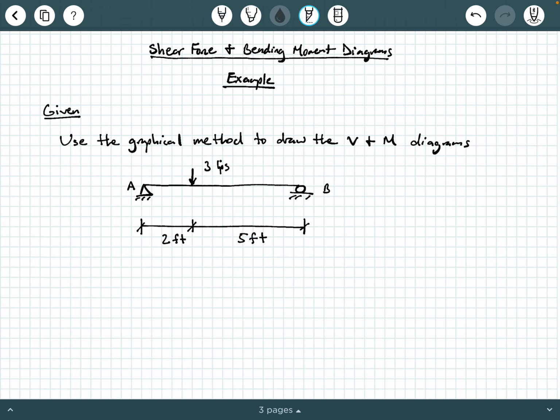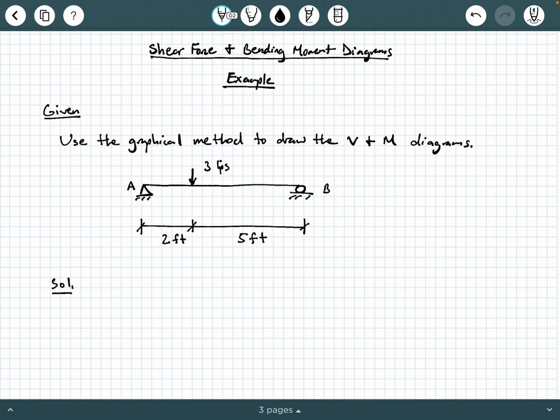Now, we typically abbreviate this as V and M because we use the letter V for shear and M for moment. So here we have what's called a simply supported beam. That's a beam that at one end you have a pin connection and at the opposite end you have a roller connection. And we just have a single point load acting on this beam, and that has a magnitude of 3 kips, and it's 2 feet away from point A, and then the distance from the applied load to point B is 5 feet.